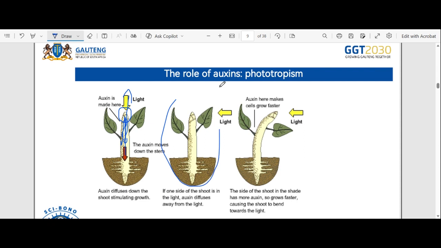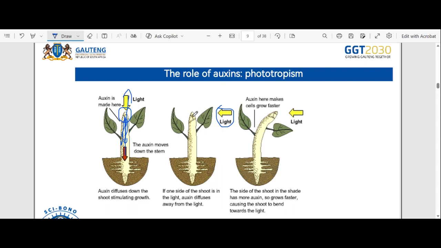Okay, now let's go to the second picture. What happens when a plant is exposed to unilateral light? Unilateral light means it gets light from one side. As you can see, the light is coming from one direction, which is the right hand side. So we'll call the side where light is coming from the right hand side and the other side, where there's no exposure to light, the left hand side, right?